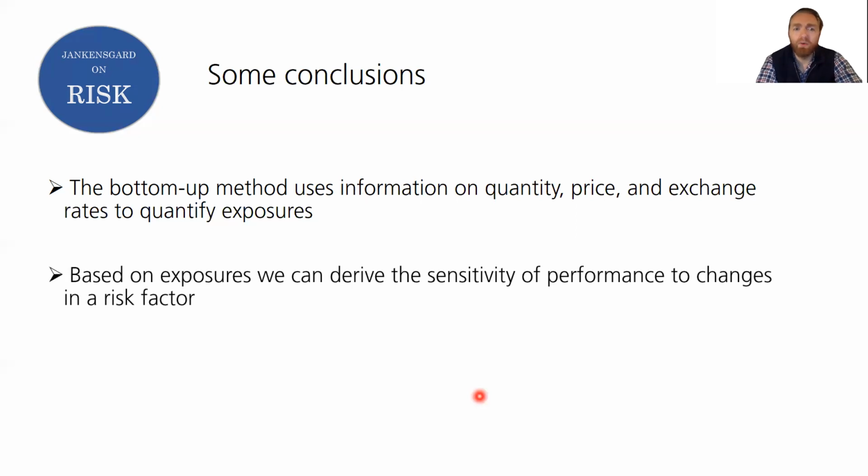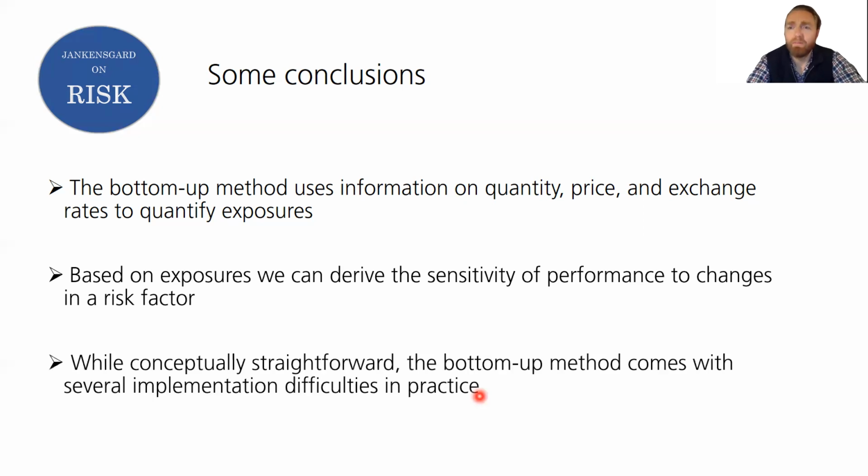Based on these four exposures, the sensitivity of performance to changes in risk factors follows from that. It's implied by these structures, and we can start working with sensitivities of performance to risk factors as well, which is an essential component in a risk management process. And while seemingly exact and straightforward, it comes with several implementation difficulties that we just talked about, and we will have to explore that in other videos. But it's important to see that it's not as simple as it might appear.